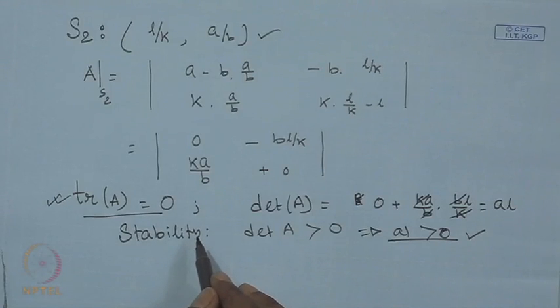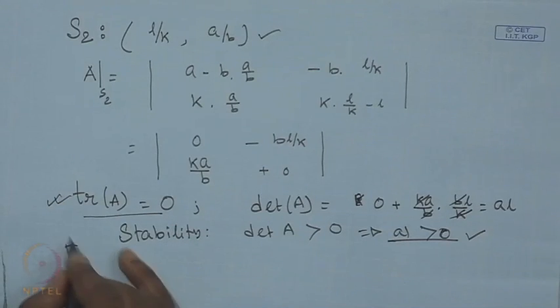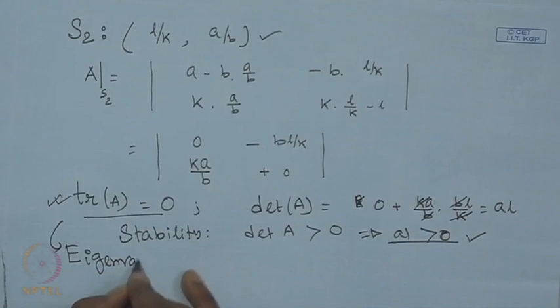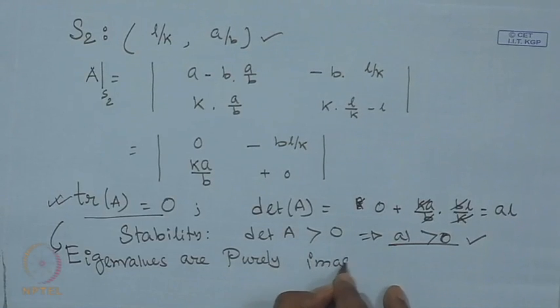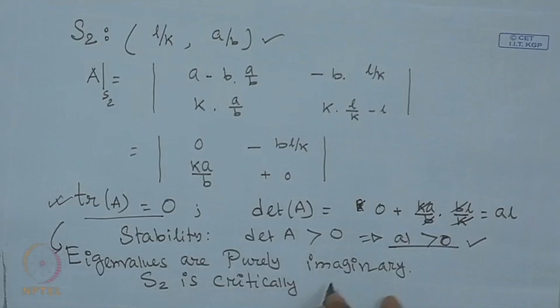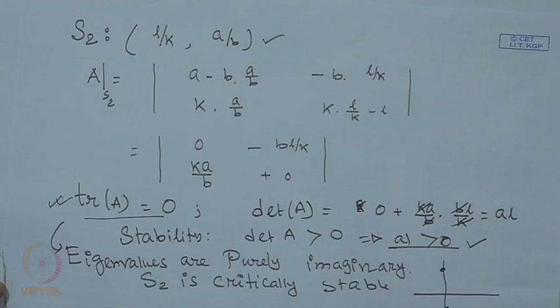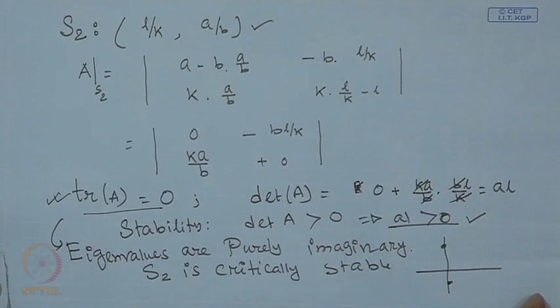That means, if you remember, if trace becomes 0, the eigenvalues are purely imaginary. This simply means the eigenvalues are purely imaginary. Therefore, steady state 2 is critically stable, because both the steady states are lying on the imaginary axis and they are critically stable. With slight deviation, they may be unstable. Okay. The next example will be talking about something called van der Pol oscillation.